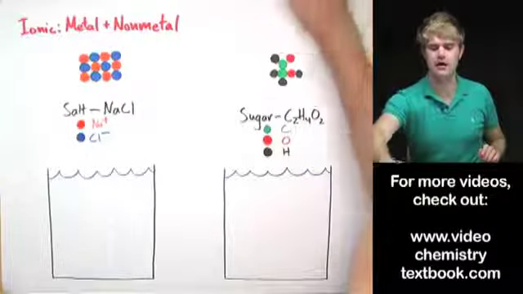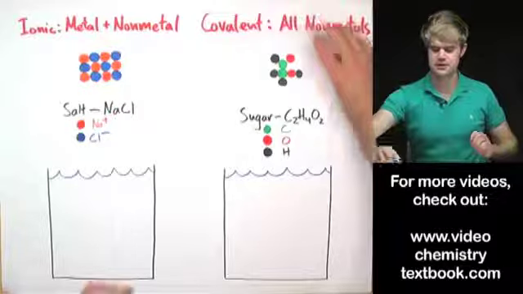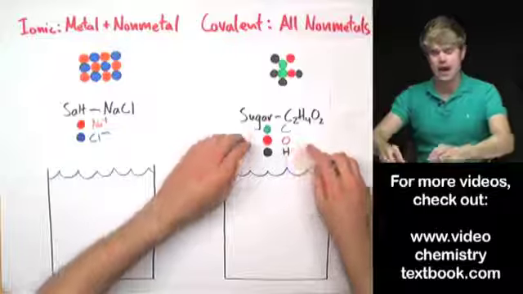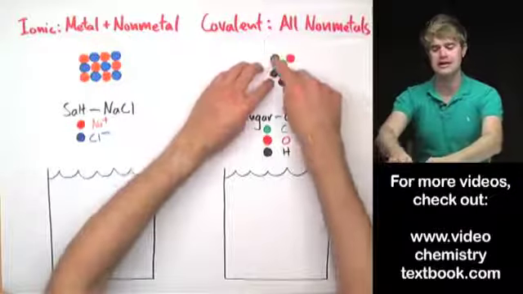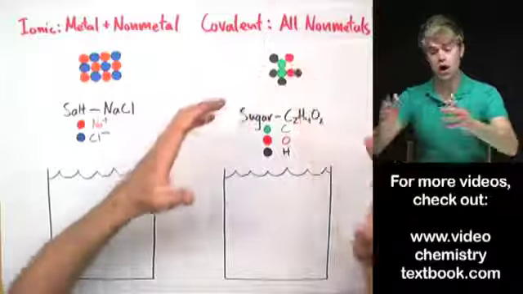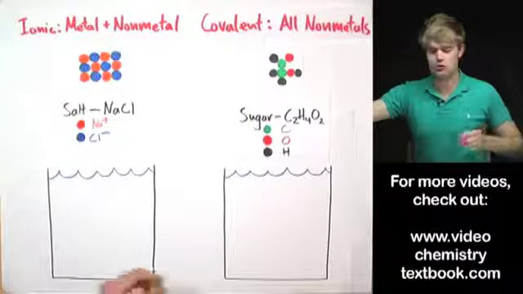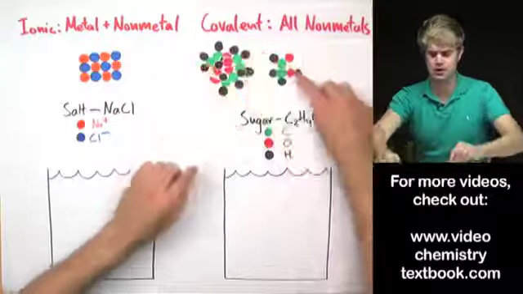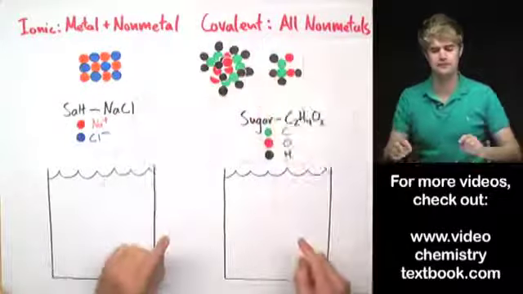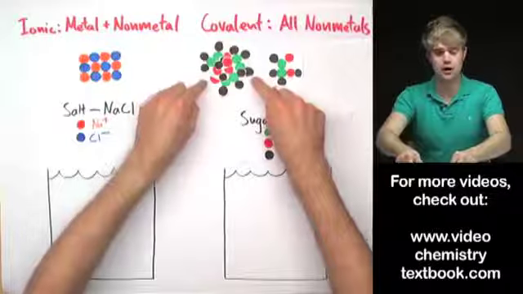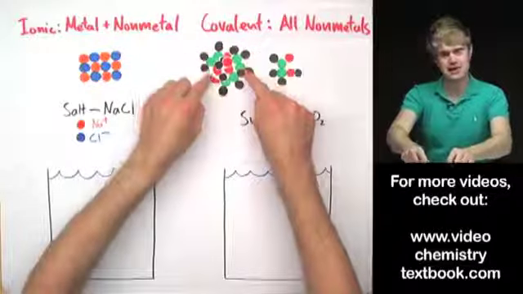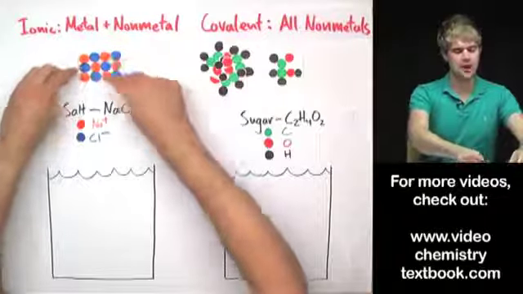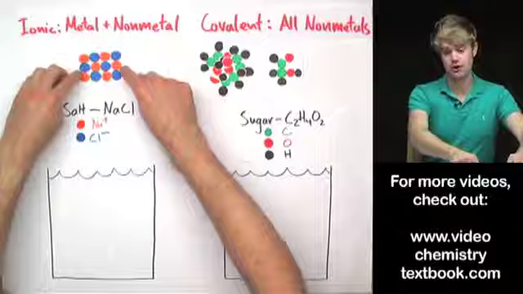Sugar, on the other hand, is a covalent compound because it's made of nonmetals: carbon, oxygen, and hydrogen. And these nonmetal atoms are connected together into a molecule. So a grain of sugar would look like this. It would be a bunch of these sugar molecules all kind of lumped together. Notice that a grain of sugar is a lot more messy. It's not nearly as well organized as an ionic compound, this grain of salt over here.